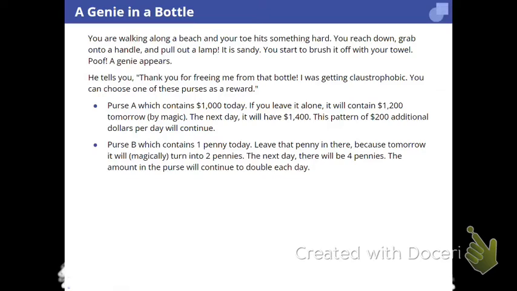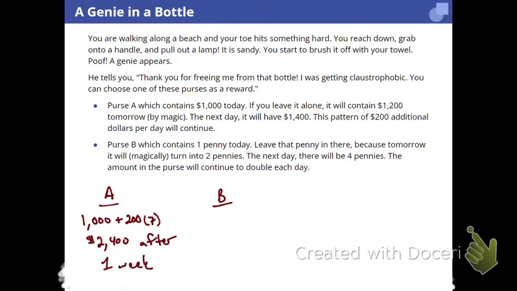Problem one said we had these two purses, right? A and B. And the first thing it asked for was how much was in the purse after 1 week. Is that right? So here's what I did for A. I said there was $1,000 in there, and I'm adding $200 a day for 7 days. That's the expression I used for purse A. Okay? And that gave me $2,400 after 1 week. We good?